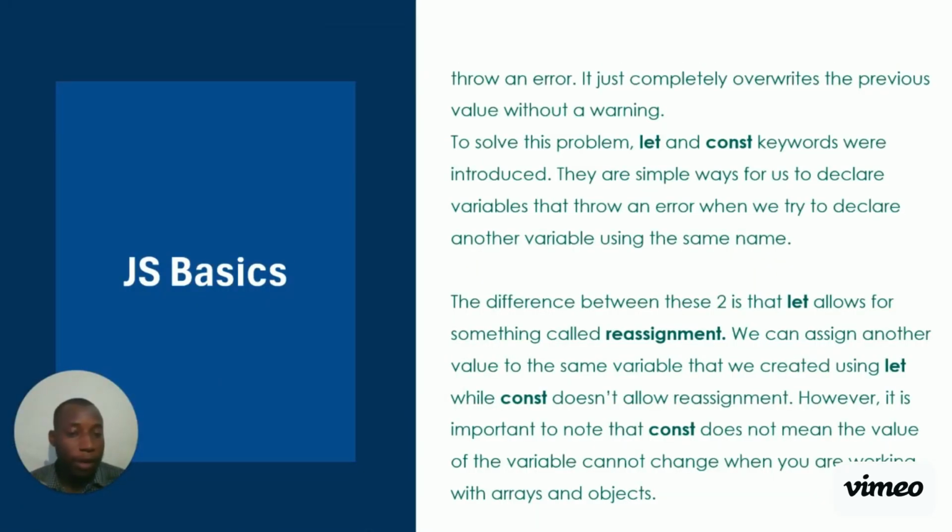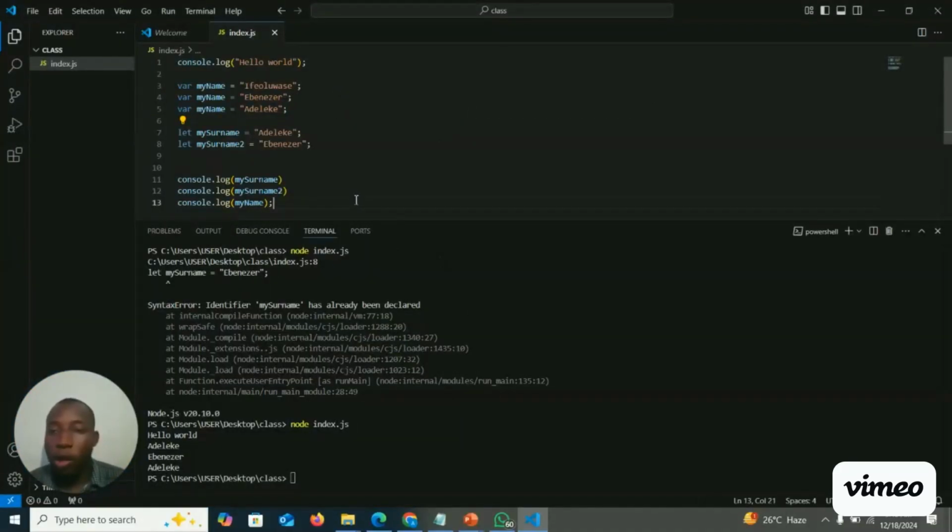The difference between these two is that let allows for something called reassignment. We can assign another value to the same variable that we created using let, while const doesn't allow reassignment. This is what I'm talking about. So let's say I don't want to use another variable name. I want to use the same my name but assign it to another value. This is how to do it. I can come here, remove the 2, and just take off this let keyword. So you can see we no longer get an error.